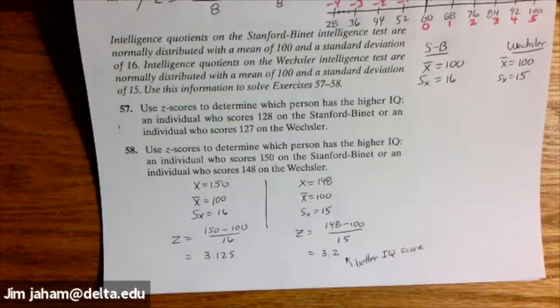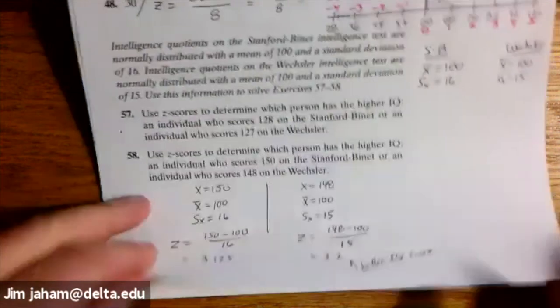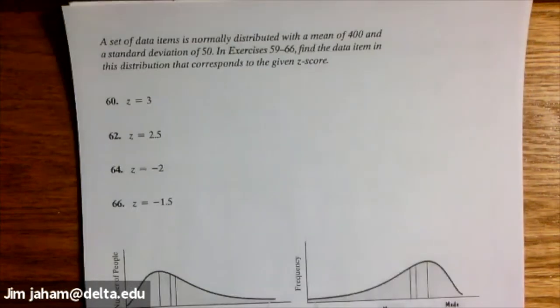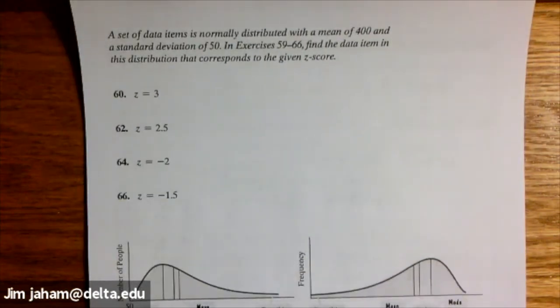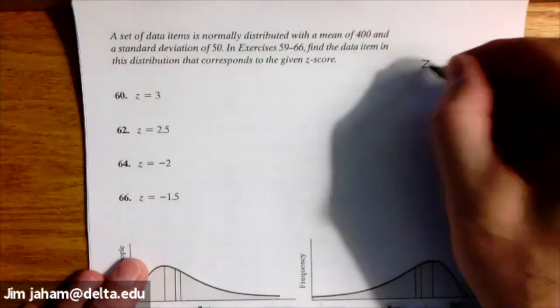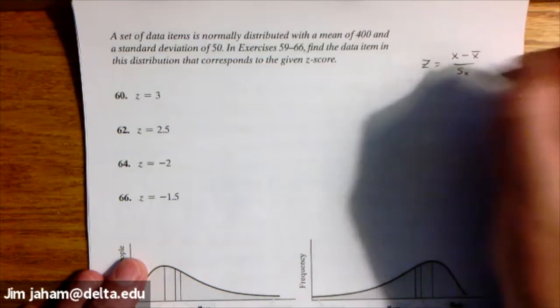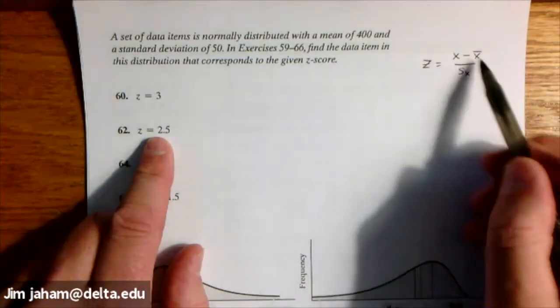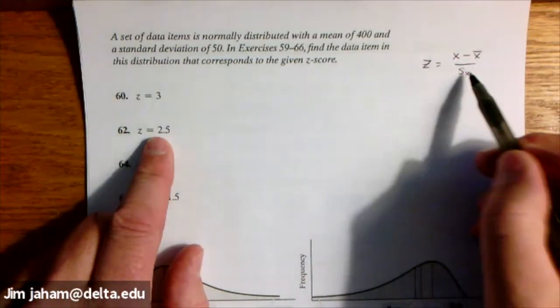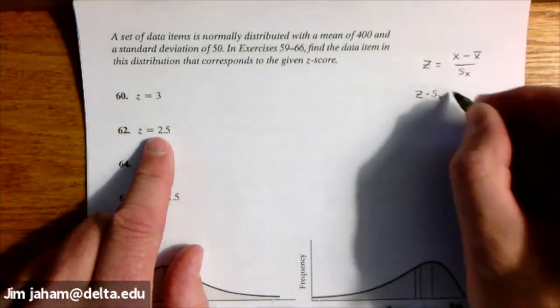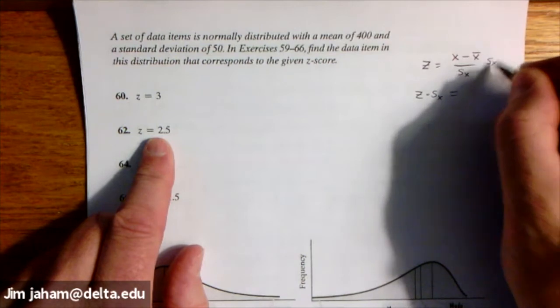So z-scores are used to compare apples to oranges in normal distributions. Okay, we're going to turn the z-score formula around a little bit. So if we have z is equal to x minus x bar over Sx, there's a way that we can alter this formula. If you multiply both sides by the standard deviation, the standard deviation over on this side will cancel.